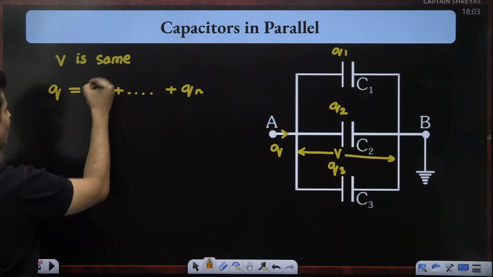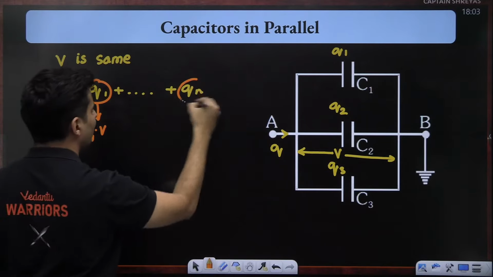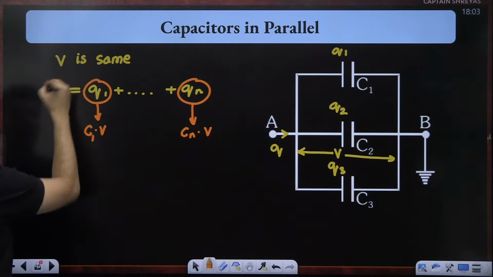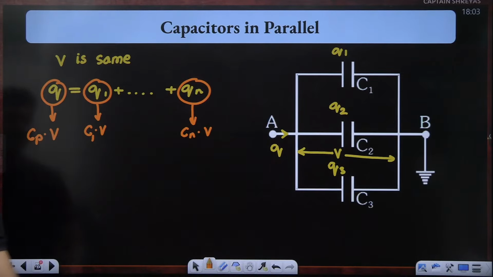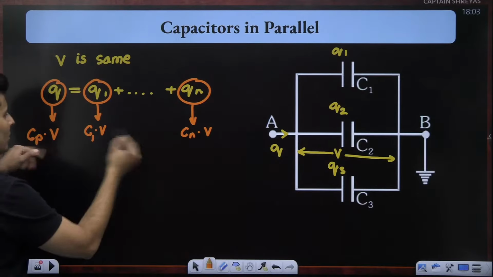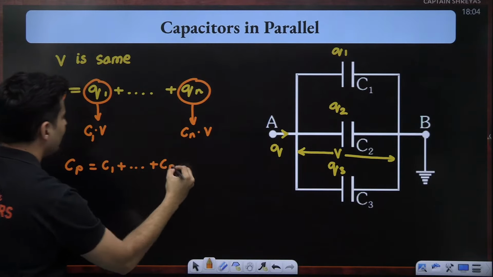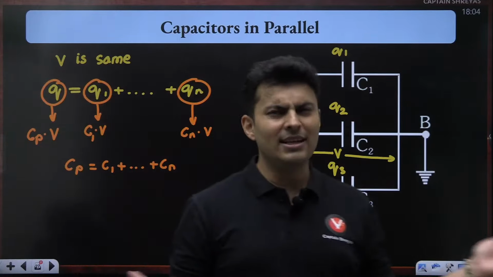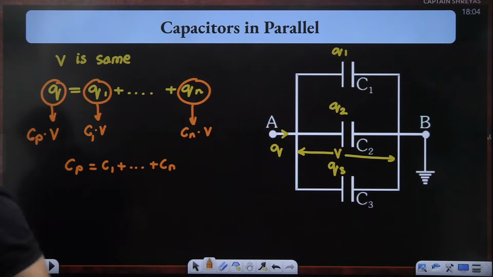Again, remember, each of these charges will be C into V. Capacitance is different, voltages are same. Q2 will be C2 into V, so Qn will be Cn into V. The total will be nothing but C parallel into V. Just like this was done for series, same thing we are doing for parallel. If you equate, you will see voltages will get cancelled and Cp will be nothing but C1 plus C2 plus Cn. So this is like resistors in series. So capacitor formulas and resistor formulas are exactly opposite, as you can see over here. That is something we should be careful about.